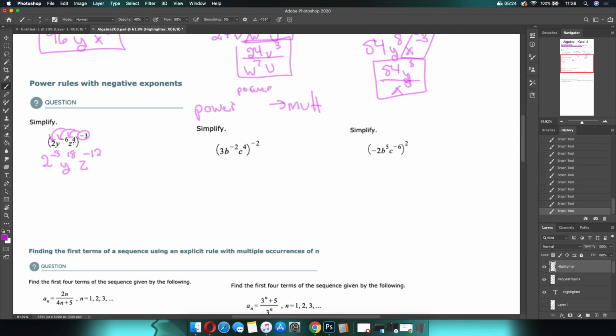And already I see I have some negative exponents, so I got to fix that. Y is the only one that ended up in the right spot. 2 cubed is 8, and then z to the 12th is going to be our final answer.